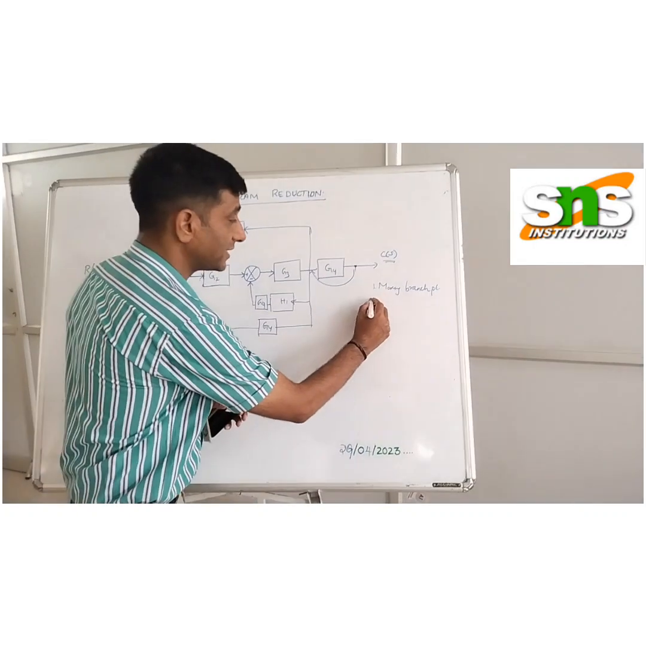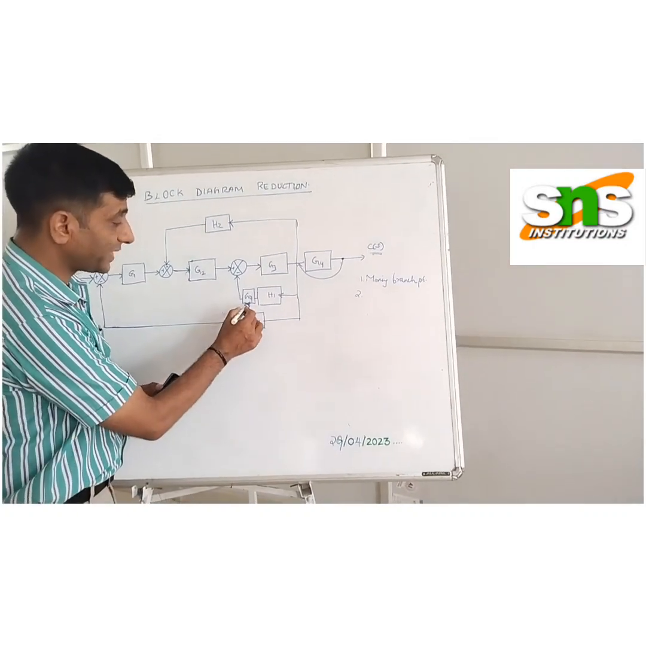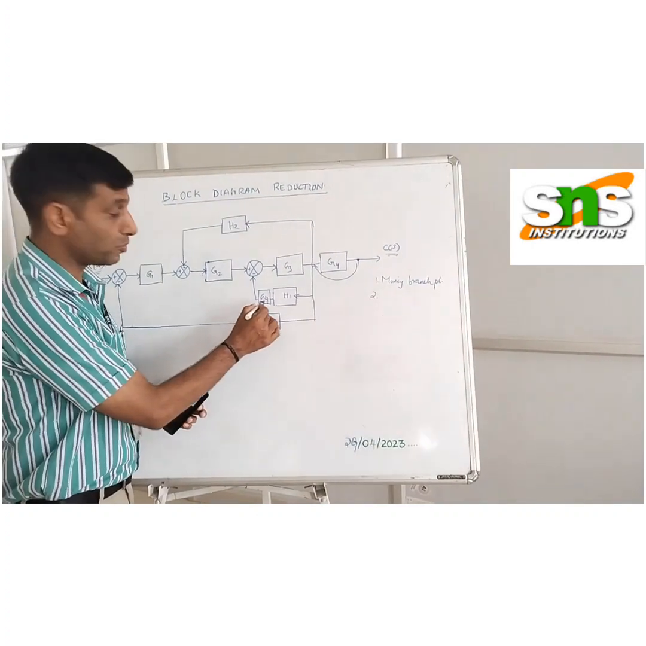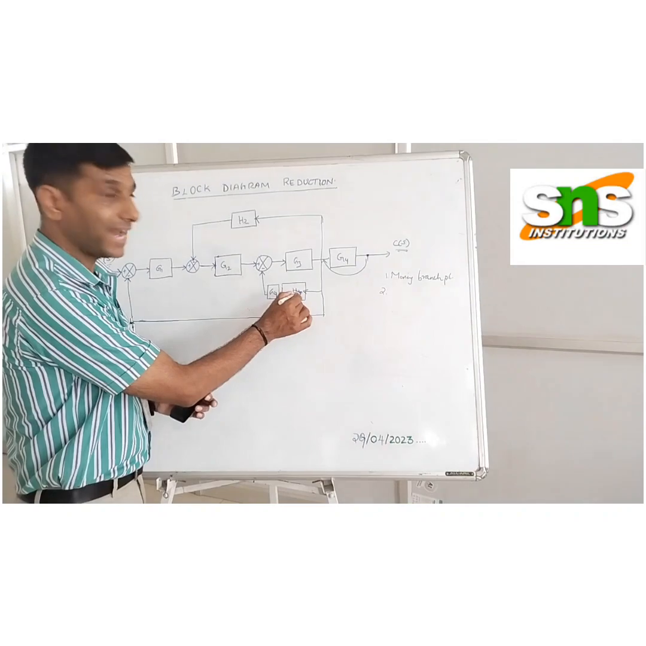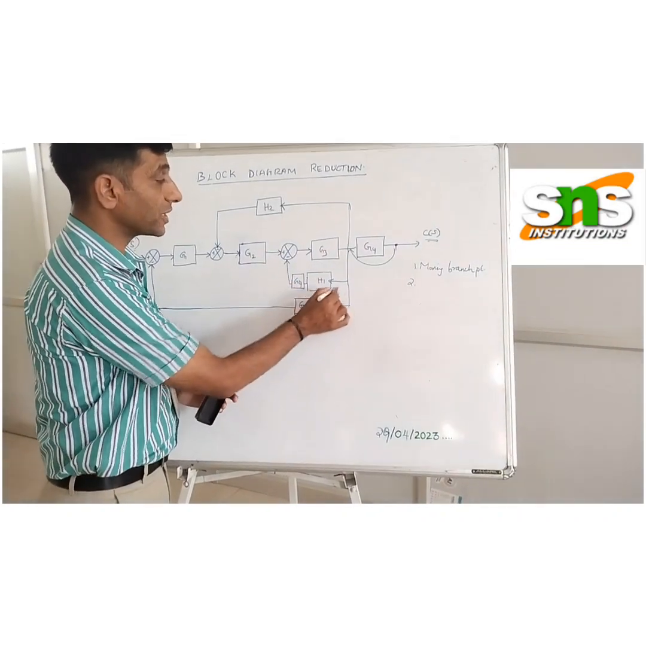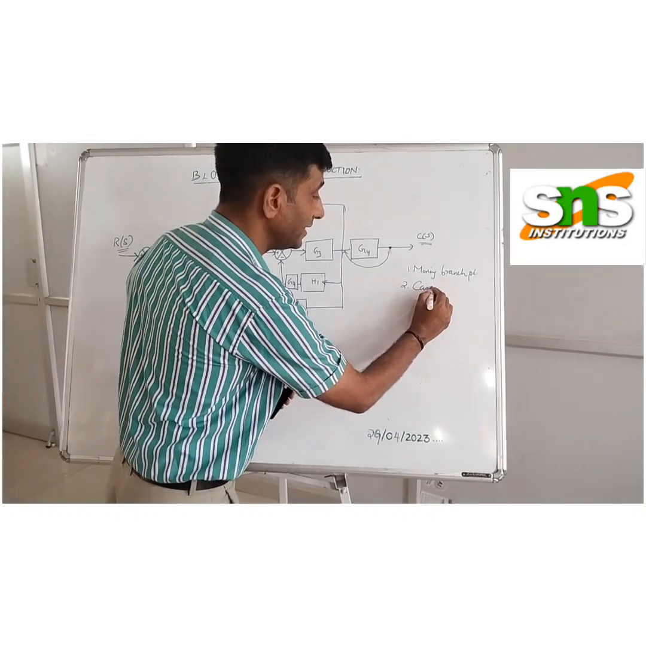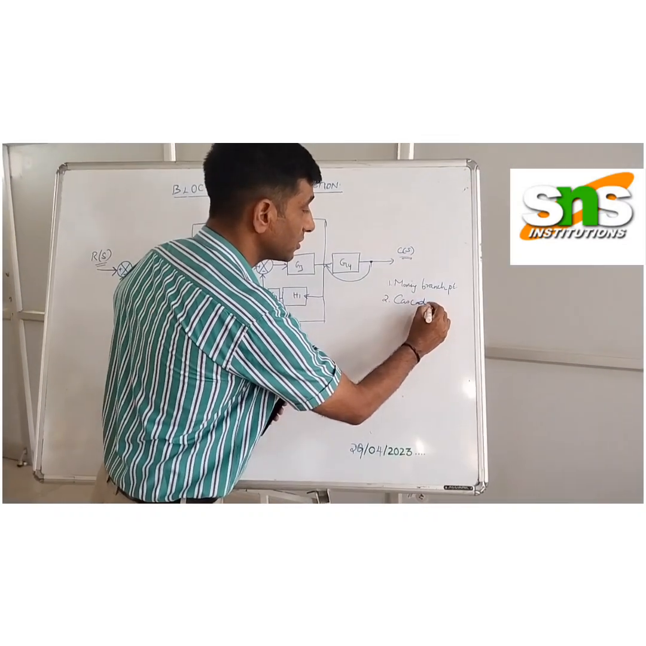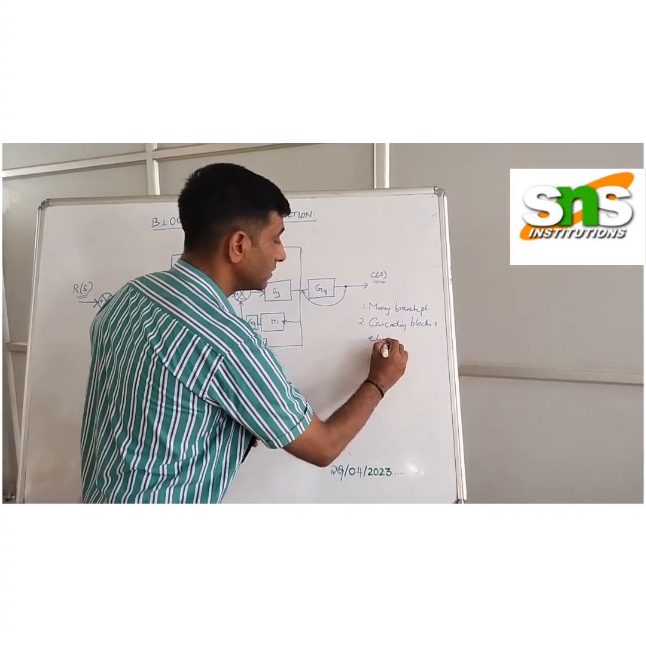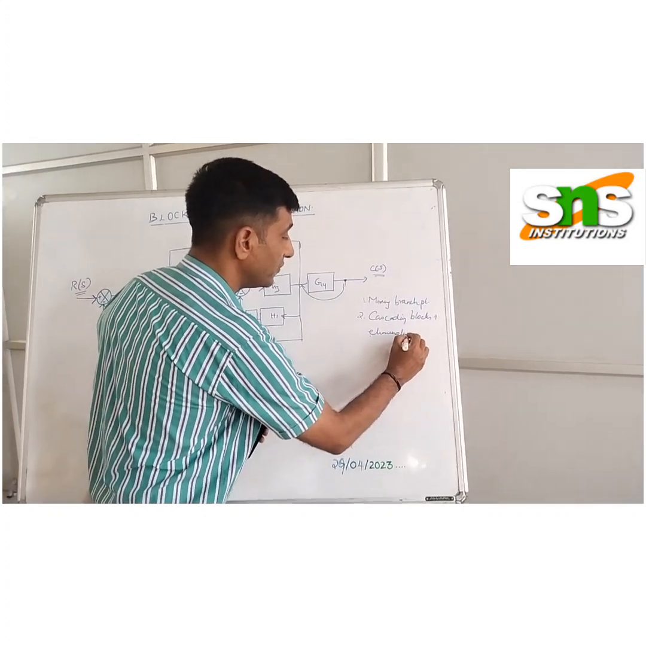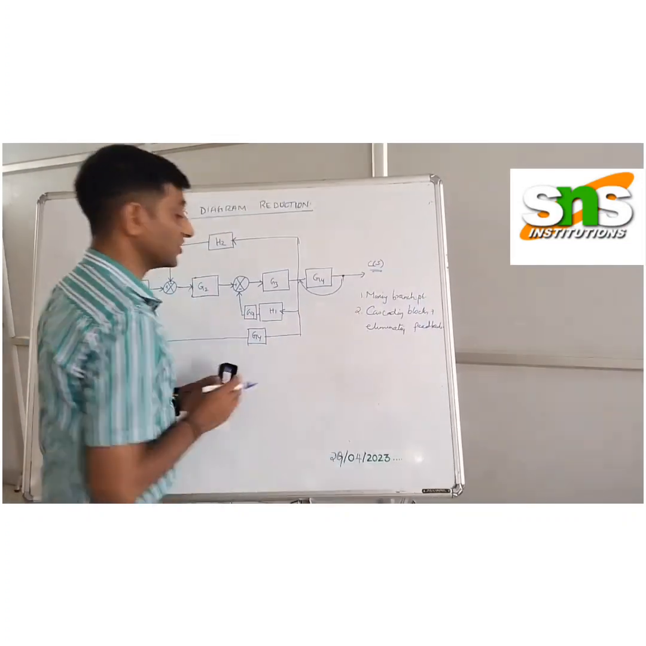Now my second step over here is that I am going to cascade two blocks, that is blocks which are connected in series. I am going to cascade these two blocks, and then we have a loop over here. I am going to eliminate the loop. So my second step is cascading blocks and eliminating feedback. So this is my next step.